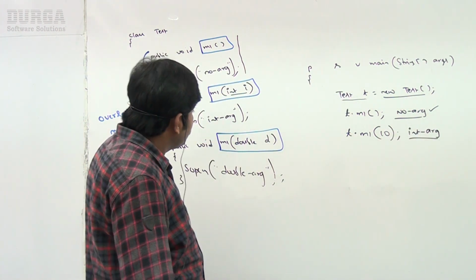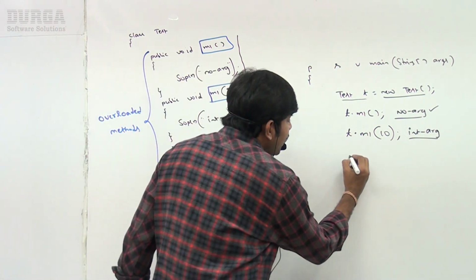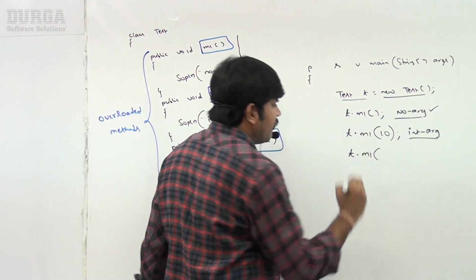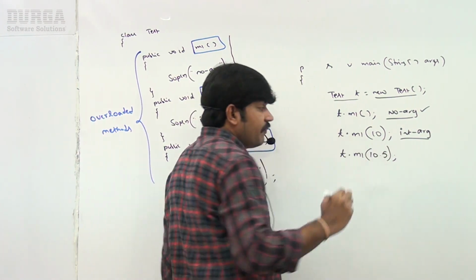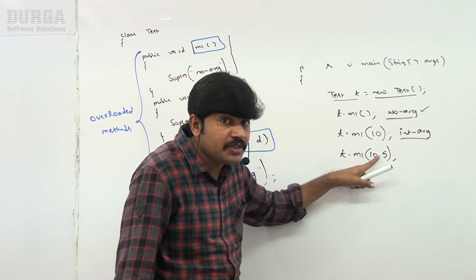Observe that. Similarly, t.m1(10.5), if I take 10.5, 10.5 is by default what type?